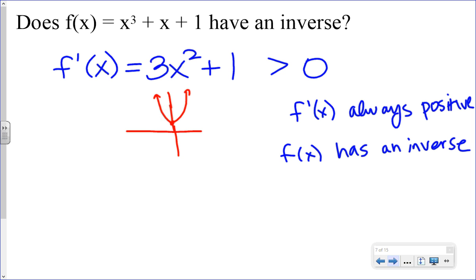And here's the next thing I want you to think about. You guys told me at the beginning of the class period that we would need to switch x and y and solve for y. If I gave you that function right there, how would you feel about switching x and y and solving for y? You'd be a little nervous. Okay, you would have x equals y cubed plus y plus 1.